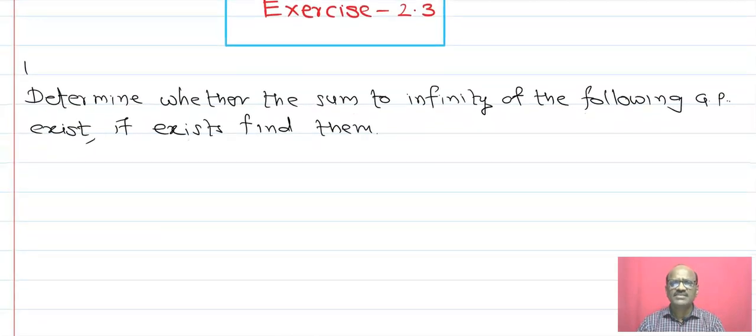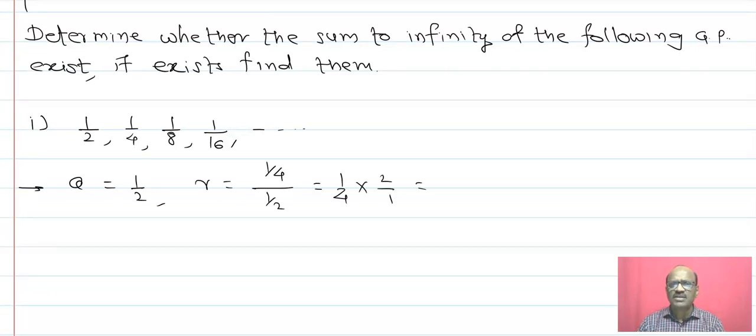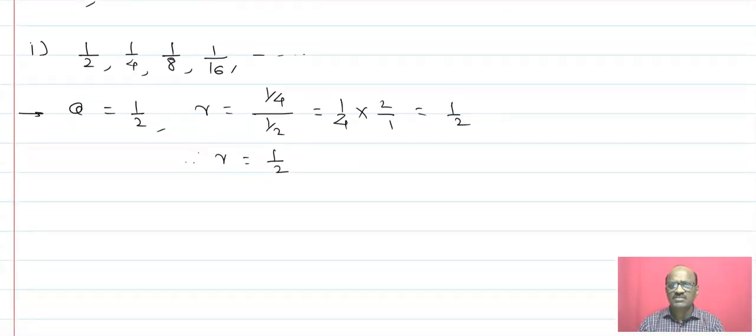If they exist, find them. Now see this, the sequence is a geometric progression, that is 1 upon 2, 1 by 4, 1 by 8, 1 by 16. Now here a is equal to 1 upon 2, r is equal to 1 by 4 upon 1 upon 2, that is equal to 1 upon 4 into 2 upon 1, that is 1 upon 2.